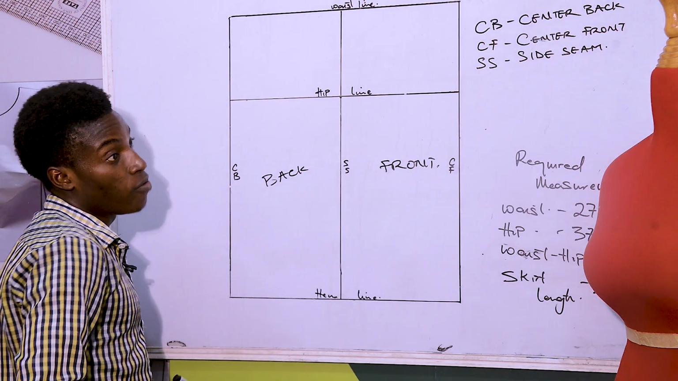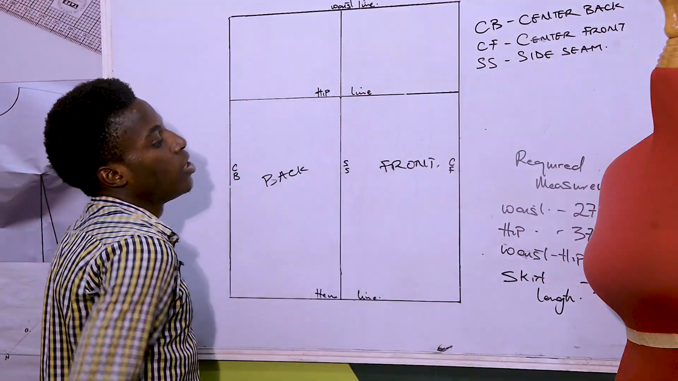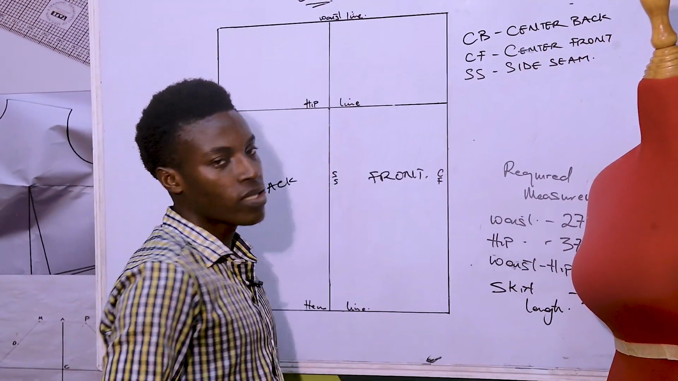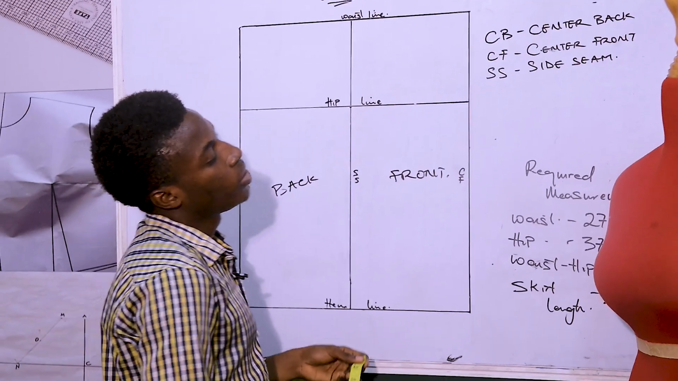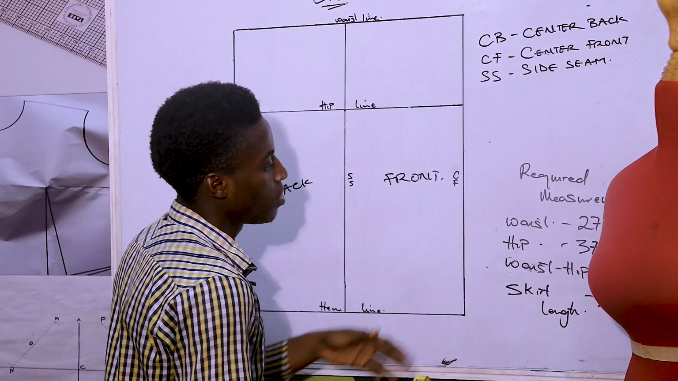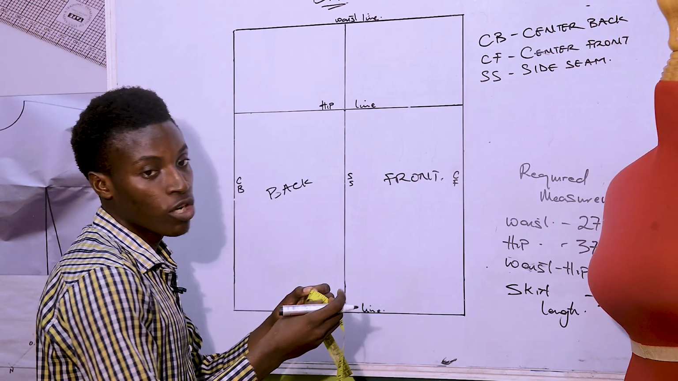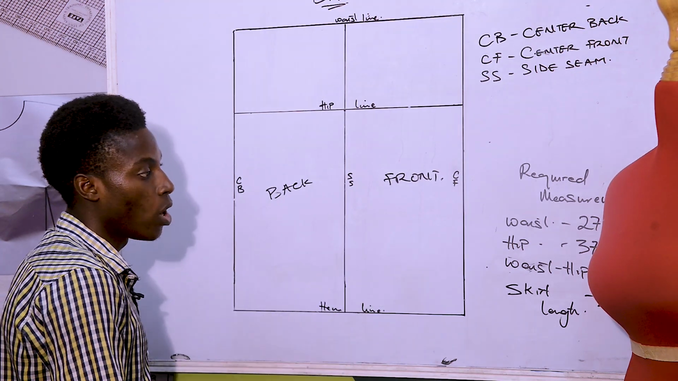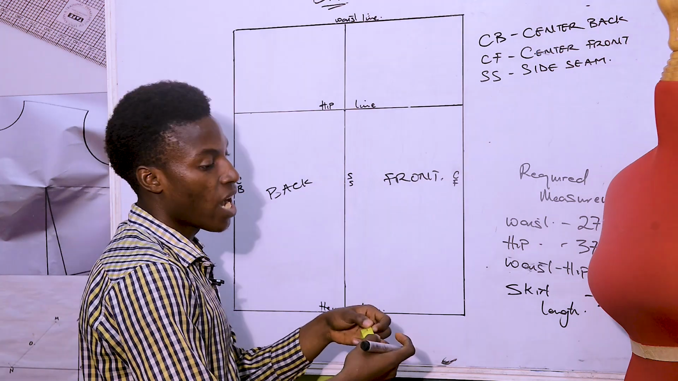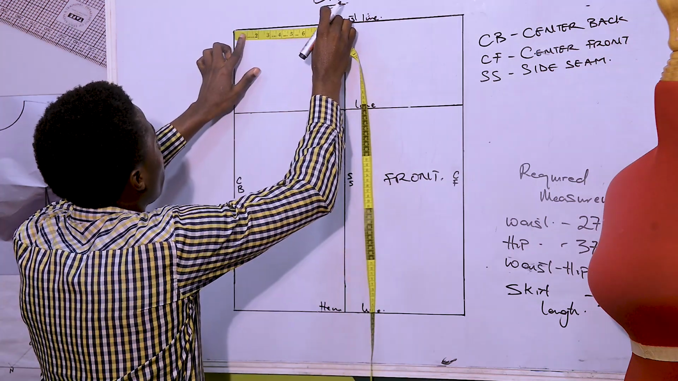All right, so the next thing for us to do now is to get the waist point. So for the back, you divide your waist measurement, 27. So 27 divided by 4, that's 6 3/4. All right, so 6 3/4, you're adding a dart measurement to it, which is 1 inch for dart. So eventually you're having 7 3/4. All right, so now you measure from the center back line.